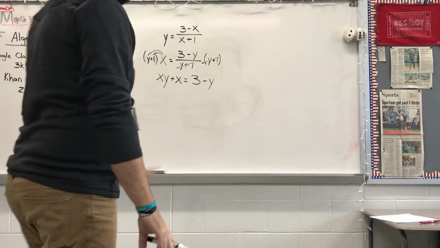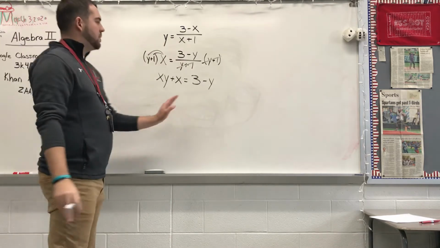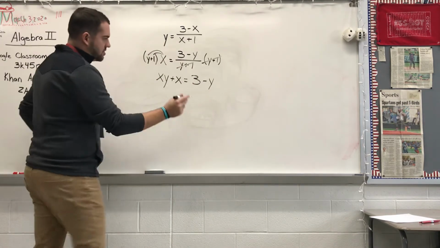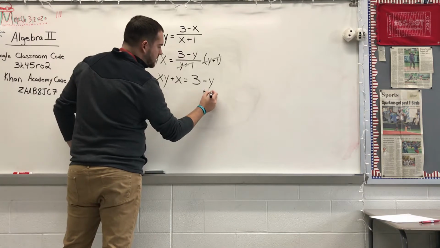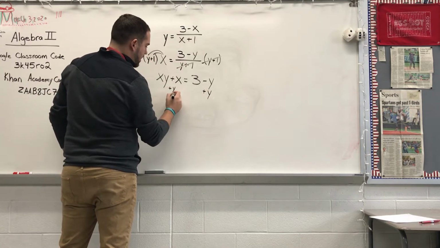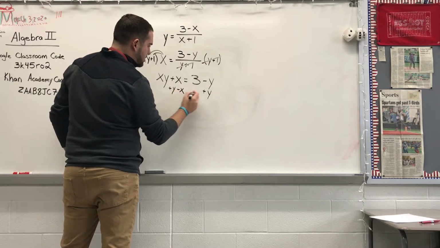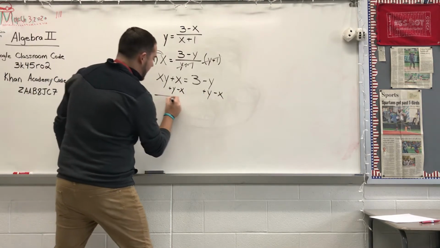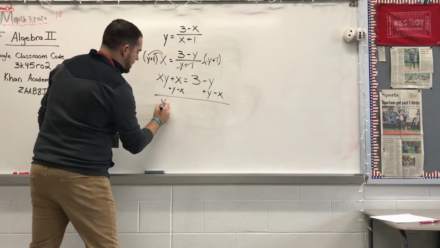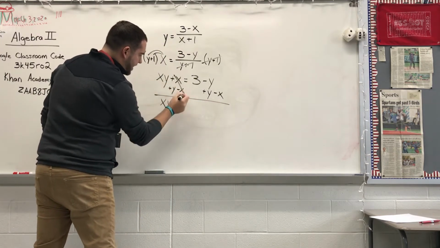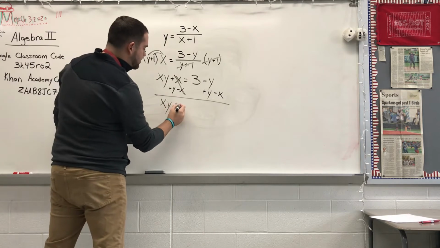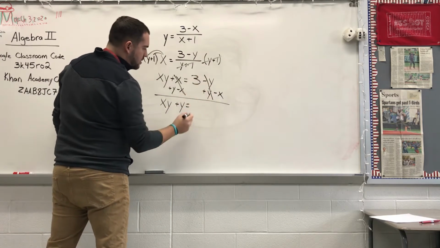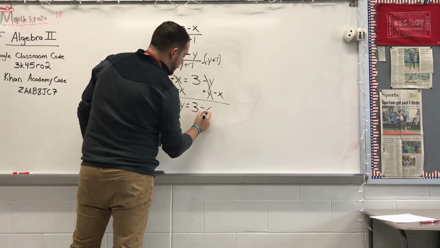Do not panic. So the next thing we want to do is we want to get our y's on the same side, and let's get this x over here. So to do that, we're going to add y to both sides. And we're going to subtract x from both sides. So when we do that, we have xy. Our x's cancel out. So we'll have plus y equals, our y's are going to cancel out there. So we'll have 3 minus x.